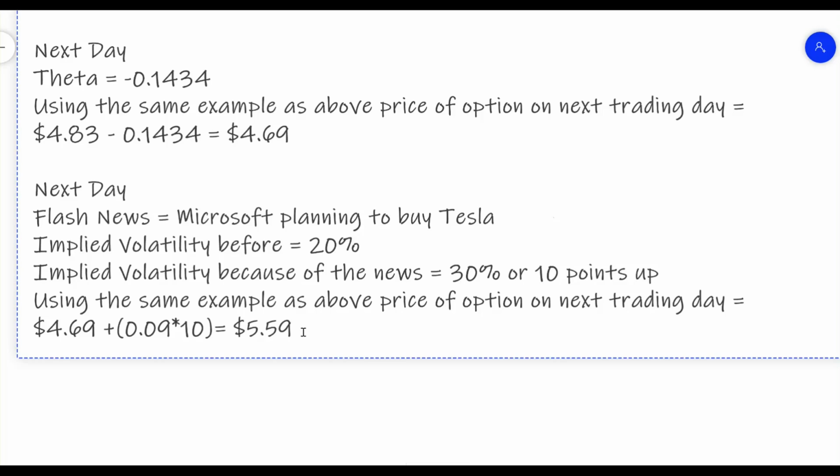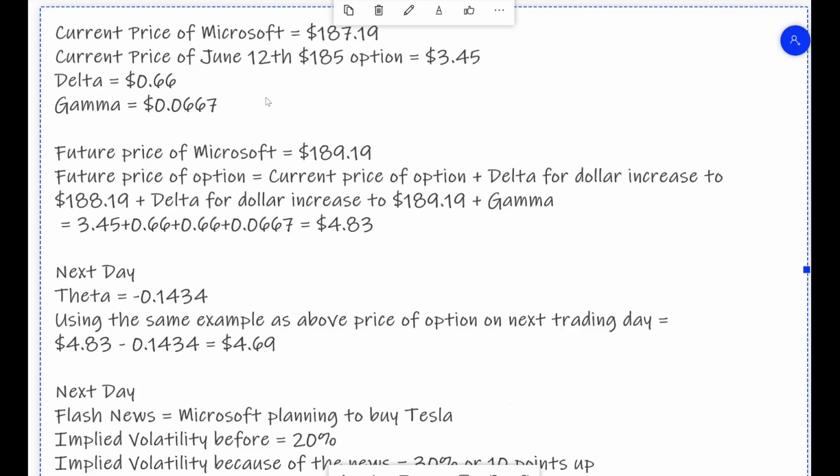So let's recap our discussion so far. So far we discussed 4 Greeks: delta, gamma, theta, and Vega. So we started with delta. Delta represents the change in option price when the underlying asset, in this case Microsoft, moves up by $1. So we started with $3.45 for the option. We mentioned that when Microsoft goes to $188 to get the new option price, all you have to do is add the delta to the price of the option.